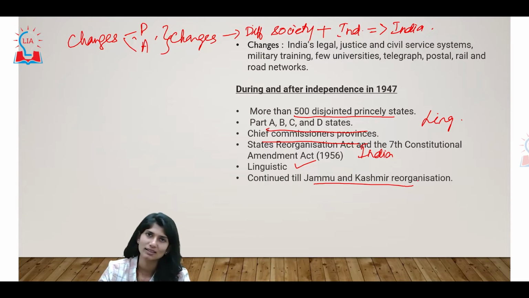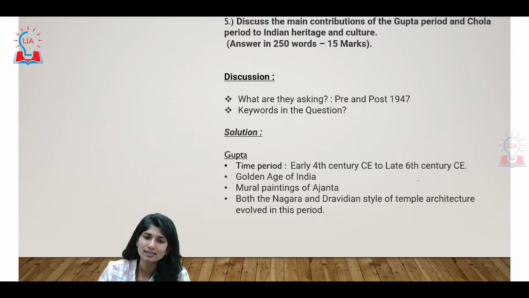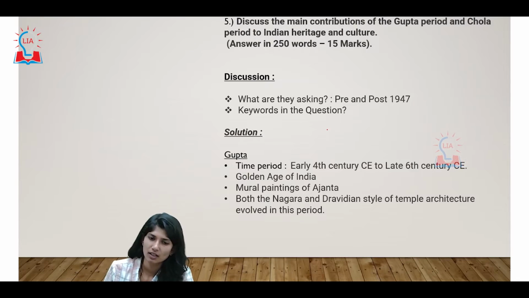Alright, let's look at the next question. Discuss the main contributions of the Gupta period and Chola period to the Indian heritage and culture. What is UPSC asking here? Contributions of Gupta and Chola period.